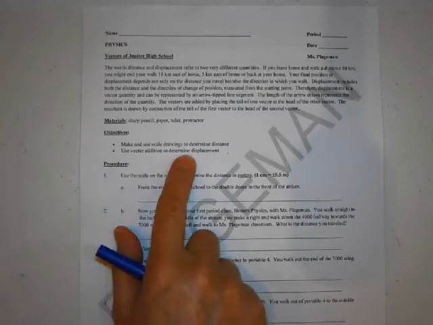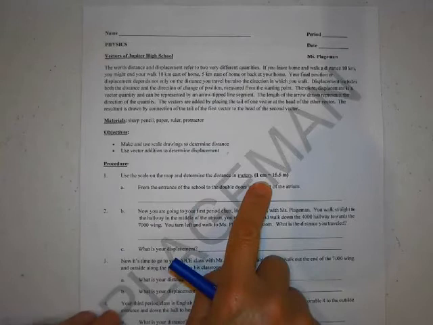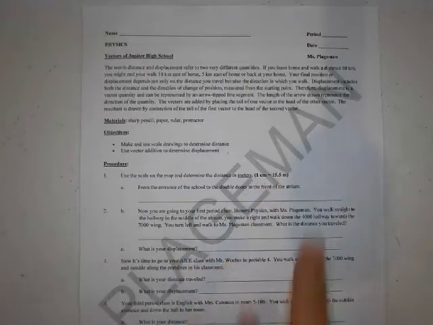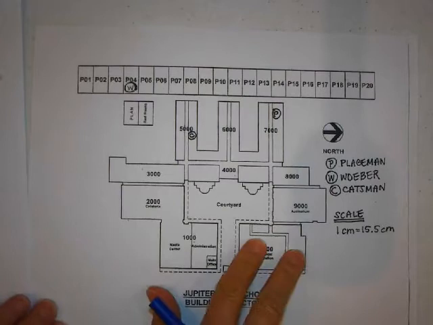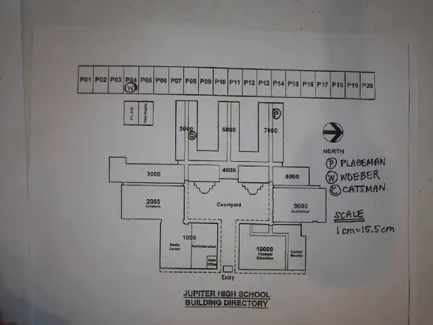Okay, so we're going to use a scale here. The scale is 1 centimeter on the map is 15.5 meters in the school. So here is the map of the school, okay? And we're going to use this map to answer some of the questions, and we're going to be measuring as well.